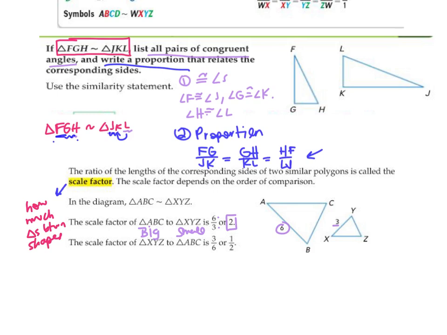Next, if we're going from XYZ to ABC, we're going from small to big. We start with our small side length, 3, that goes on top of our ratio, and we end with our side length of 6. This would make our scale factor 1/2, which means that triangle XYZ is half the size of ABC.